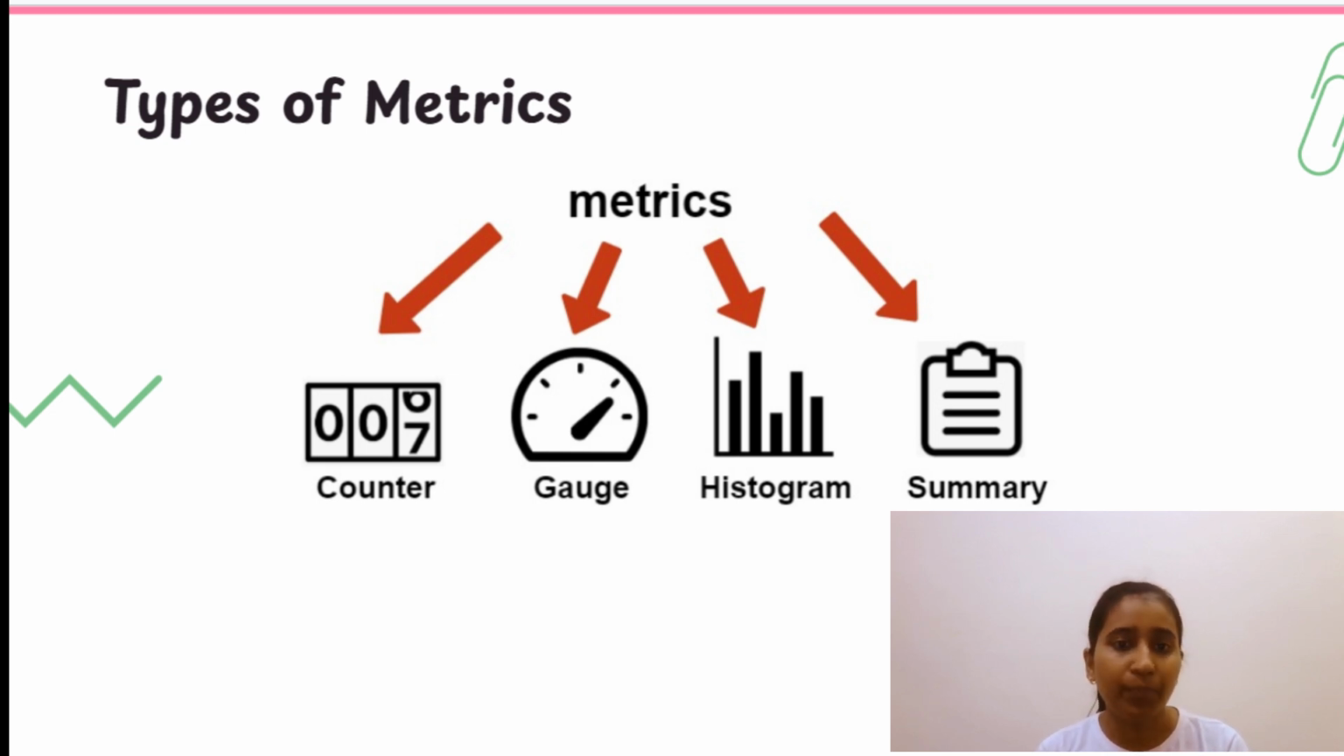The common ones are counters, gauges, histograms, and summaries. Each type serves a different purpose and helps to monitor different aspects of your system. So we cannot be limited to one. Each of them has a specific use case.